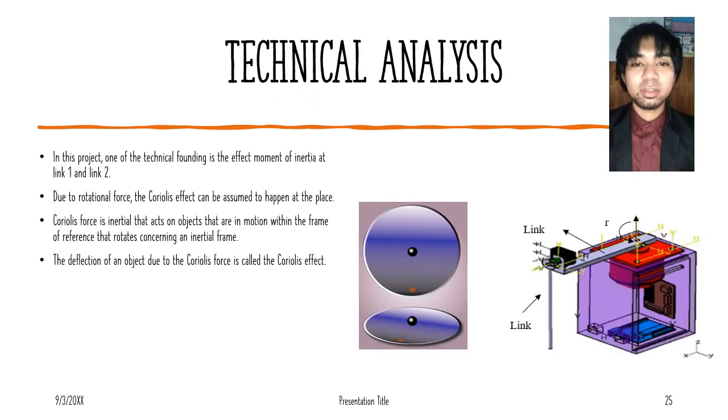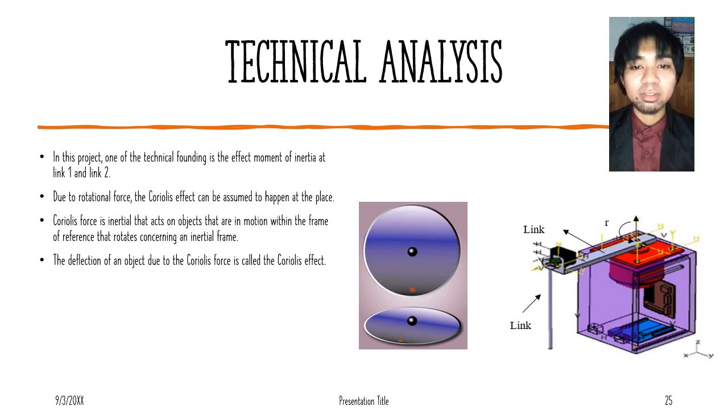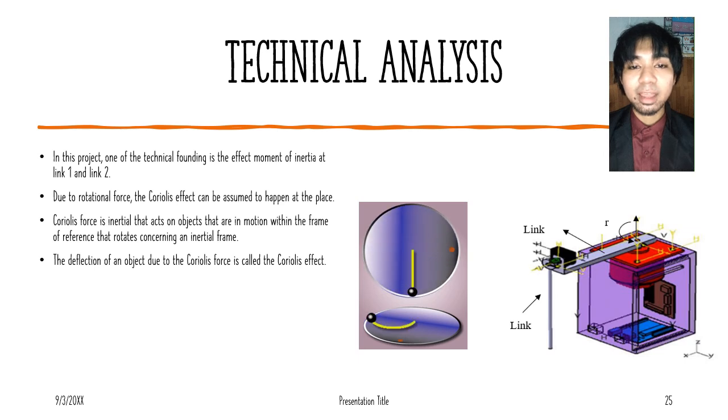Technical analysis. In this project, the technical analysis found the effect of moment of inertia at link 1 and link 2. Due to rotational force, the Coriolis effect can be assumed to happen. Coriolis force is inertia that acts on an object in motion within a frame of reference that rotates with respect to an inertial frame. The deflection of an object due to the Coriolis force is the Coriolis effect.